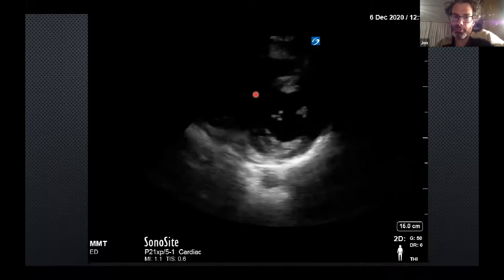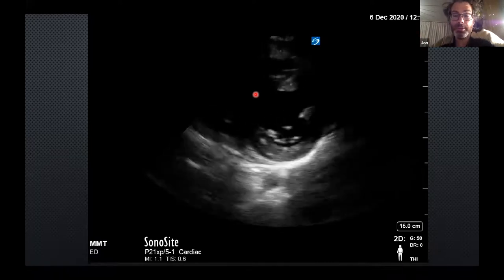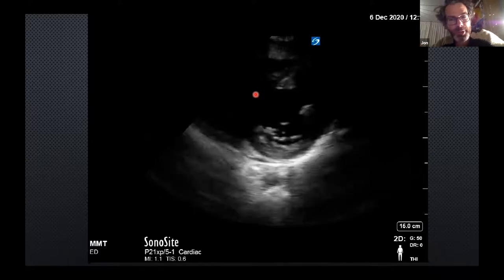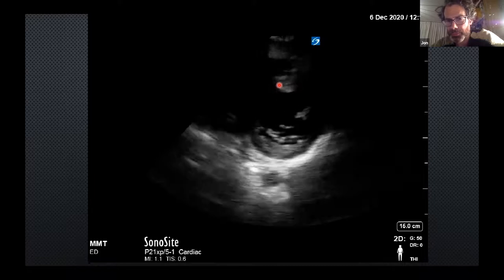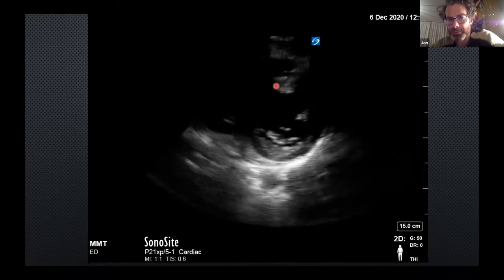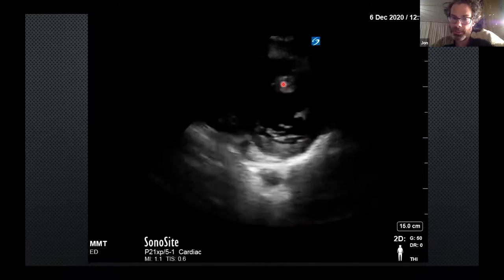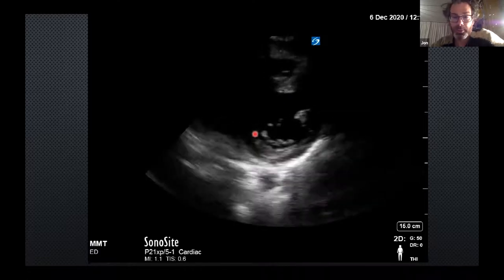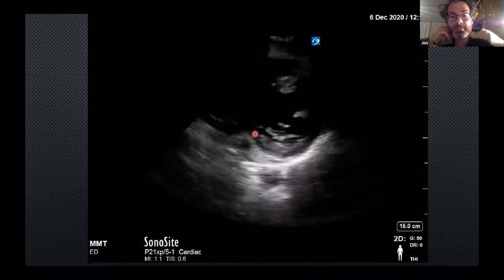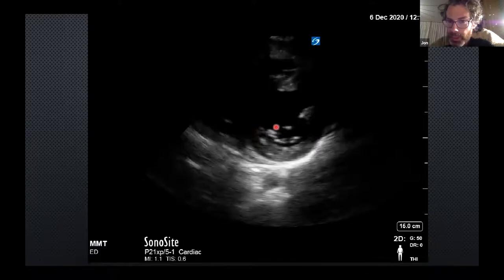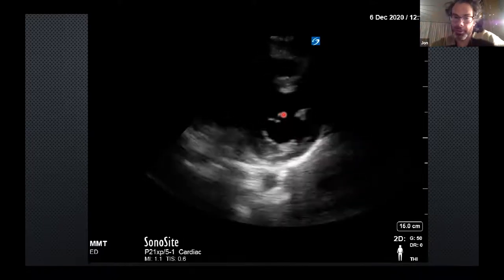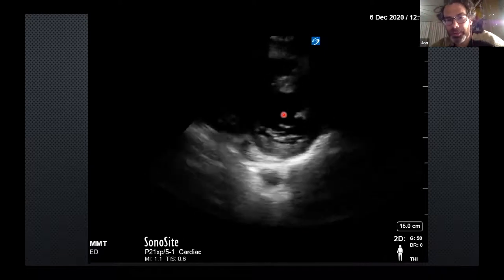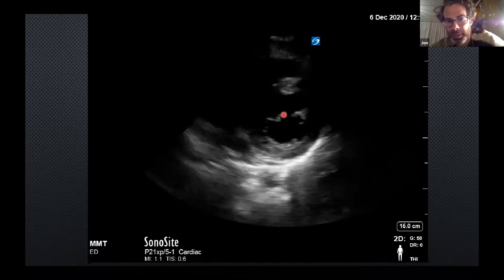This is a great view for looking for RV dilation and septal flattening, which you can see in a massive PE. Then the septum becomes flattened, and instead of an O, instead of a donut, it becomes like a D because the septum is flattened. But it's also a good view for looking at LV function. Again, if we imagine a spot in the middle, the walls should come towards that by a third, and they're not coming towards it by anywhere near a third, are they? It's not really moving much at all.